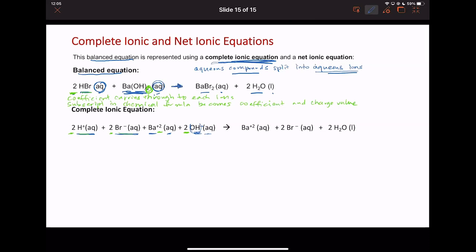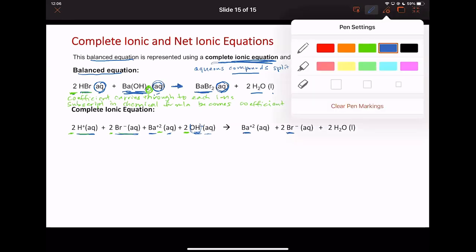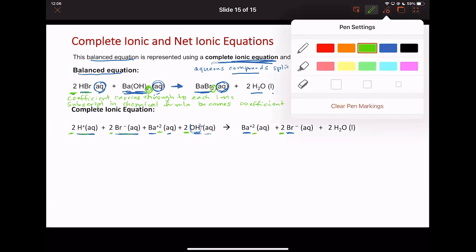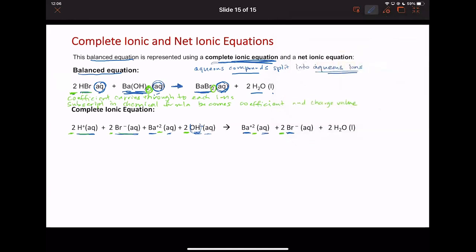So that's everything on the left side. On the right side, you also have a compound, BaBr2, that is aqueous. So when it has the AQ physical state, you want to split it apart into the ions. So this will break apart into Ba and Br. Because the chemical formula has a 2 subscript, that 2 becomes the coefficient. It becomes a 2 in front of the bromide, the Br minus ion. And it also becomes a charge value, the +2 on the barium. Both of those, notice, still have the aqueous physical state. They break apart into the aqueous ions.